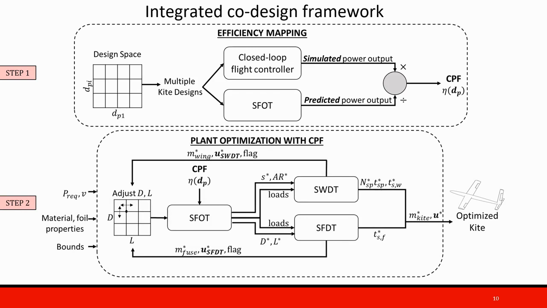First, the material and foil properties are selected, as well as the power requirement and the rated flow speed. In an outer loop, the diameter and length of the fuselage are adjusted, in which first the steady flight optimization is run, which uses the control proxy function, which gives the optimal span and aspect ratio along with the loads on the wing, as well as the optimal diameter and length of the fuselage along with the loads on the fuselage. This is then used to adjust the structural decision variables to obtain an optimized wing structure and an optimized fuselage structure, which eventually gives an optimal kite.